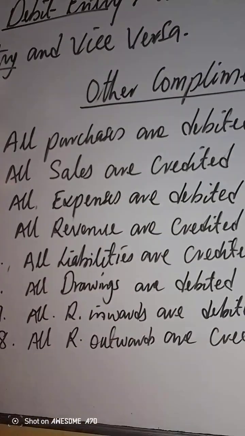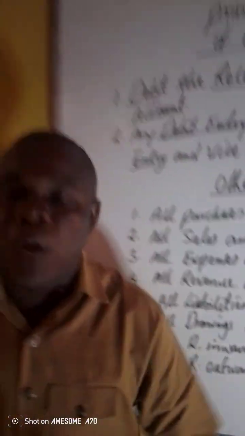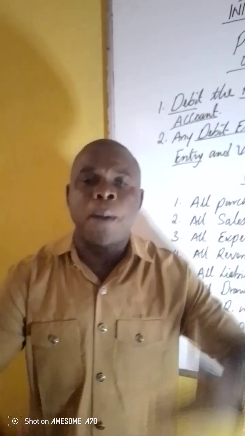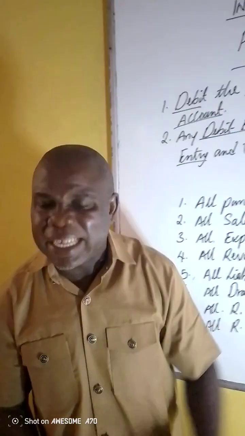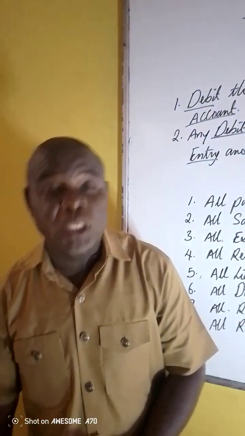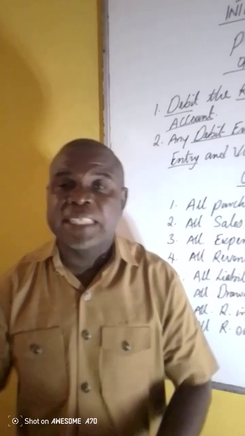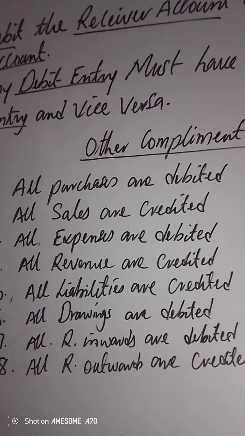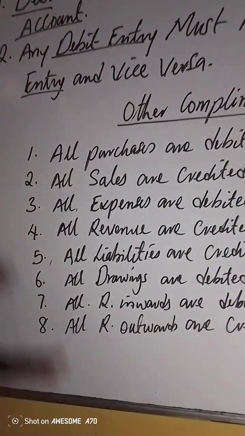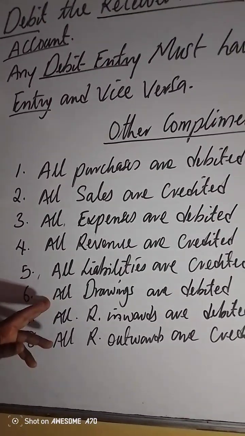I say all drawings are debited. Drawings are the goods or money that the owner takes for personal use. If goods or cash or money in the bank is taken by the owner for personal use, we refer to it as drawings, under the business entity concept, whereby the owner is different from the business. So if drawings are taken out of the business either by cash or by way of goods, as you open the drawings account, such a transaction must be posted in the debit side. And that's why we conclude that all drawings are debited.